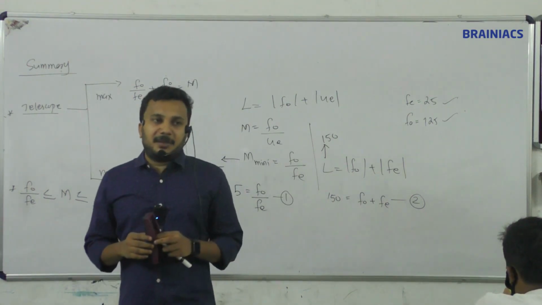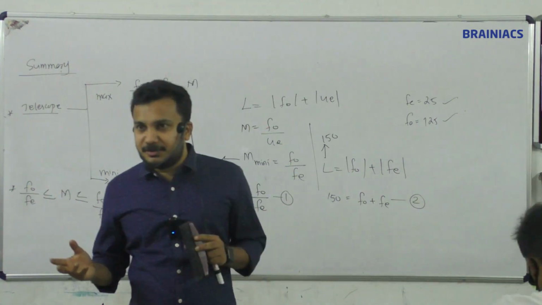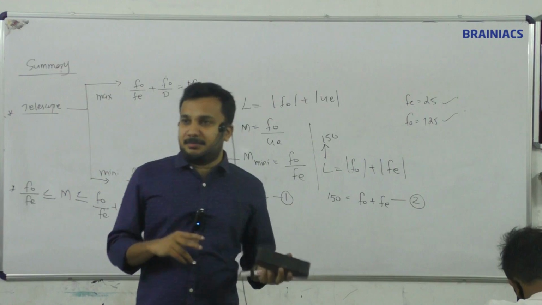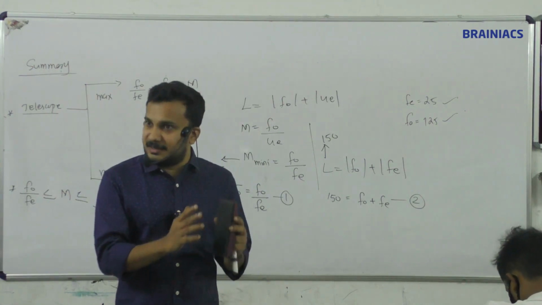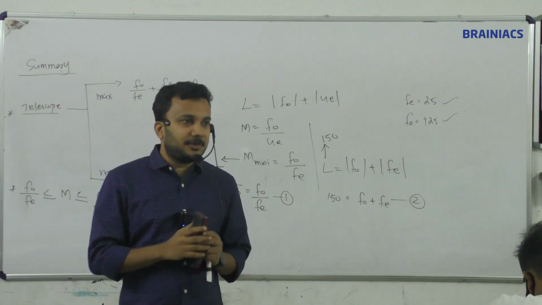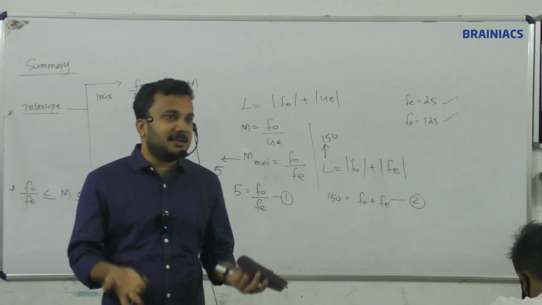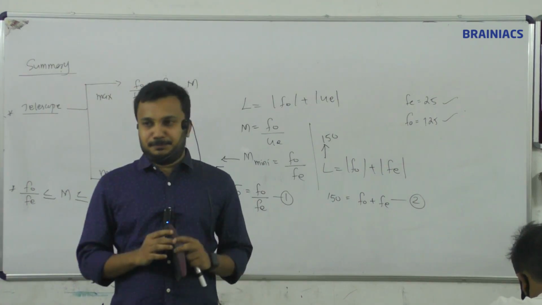So simple microscope has one lens, compound microscope has two lenses, two magnifications multiplied. The left side V0 by U0 is fixed, multiplied with the simple microscope. Simple microscope gives D by F or 1 plus D by F; in place of F, put FE.